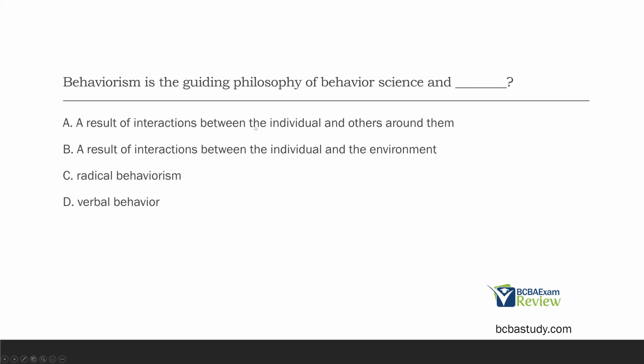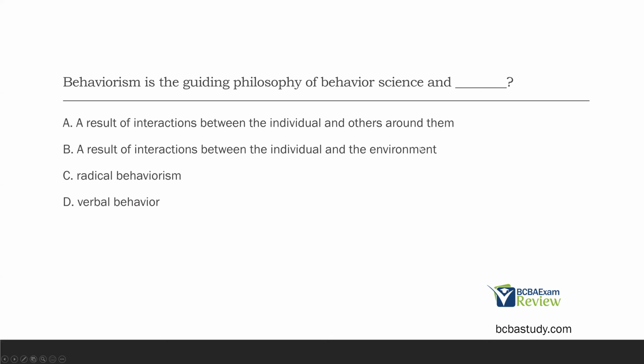Is it a result of interactions between the individual and others around them? Sure. But is that the best we can do? Do we just pick A and move on? No, because there's a better definition, a more specific and accurate definition if we look at B. Behaviorism is the guiding philosophy of behavior science and a result of interactions between the individual and the environment.